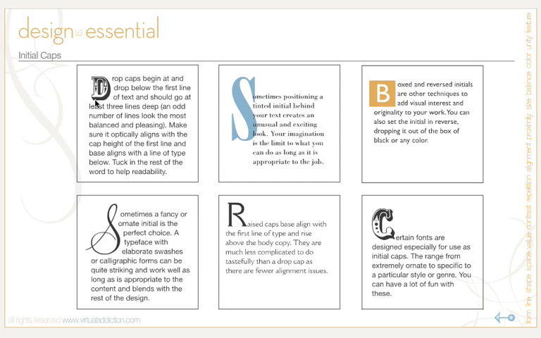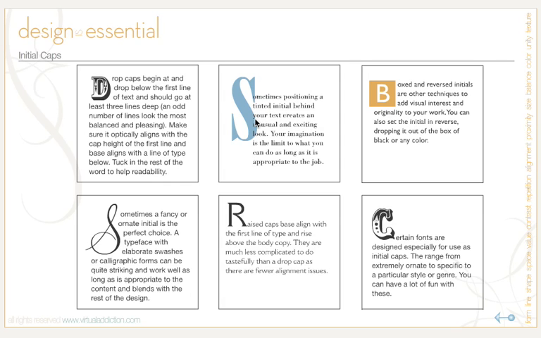Drop caps can begin at and drop below the first line of text and should go at least 3 lines deep. An odd number of lines looks the most balanced and pleasing. Make sure it optically aligns with the cap height of the first line and the base aligns with the line of type below. Tuck in the rest of the word to help readability. So you can see how this is tucked into this box that's created by this block of copy.